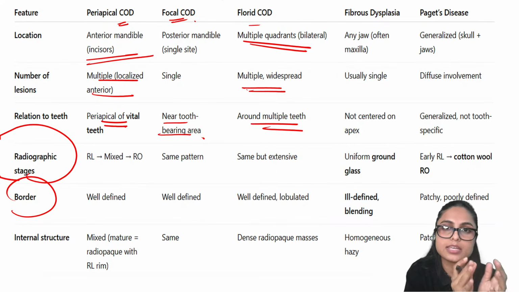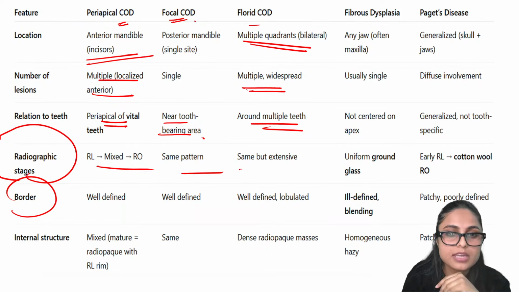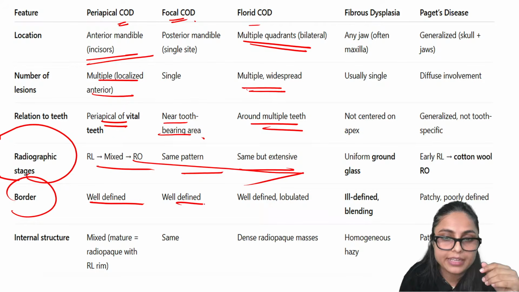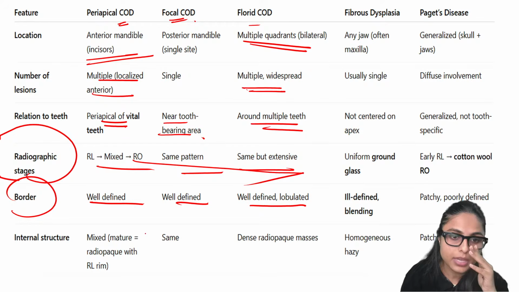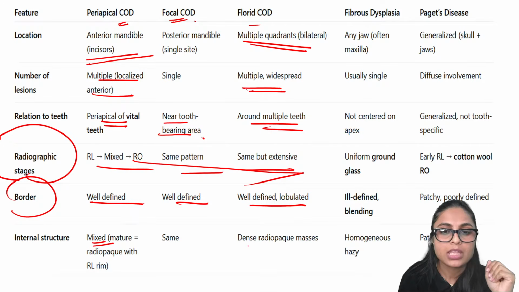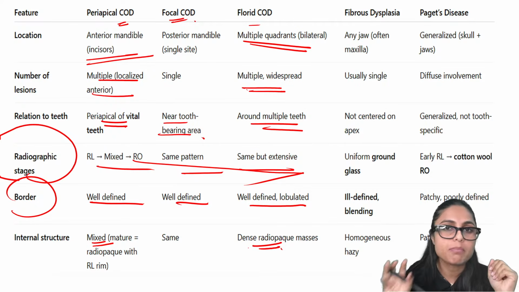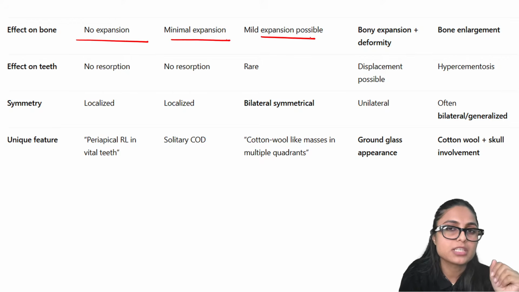First, the early stage is completely radiolucent, then mixed, then radio-opaque, completely radio-opaque. So all these three follow the same pattern. Border of the lesion is well defined and lobulated. Internal structure according to stage can be mixed. It can be a dense radio-opaque mass at the last stage, that is, the mature stage, where you will see a dense radio-opaque mass.